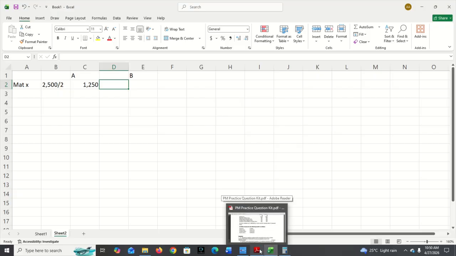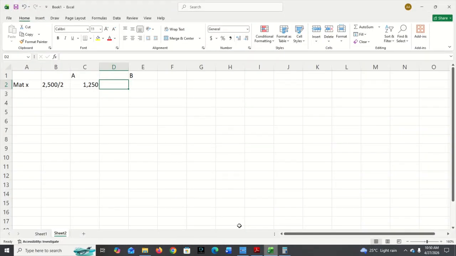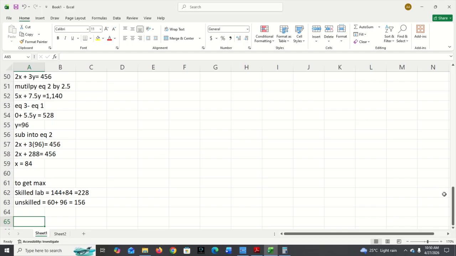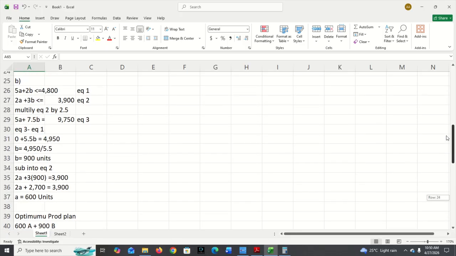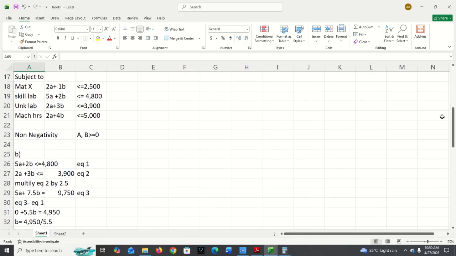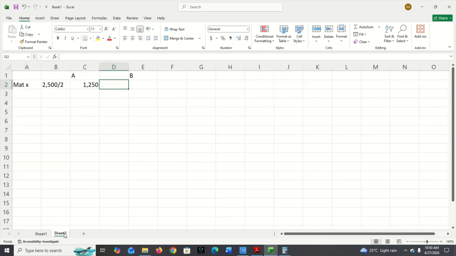Let's just use the functions that we have to make it simpler. Remember our constraint function. This is it: 2a plus 1b. So for 1b, it will be 2,500 divided by 1. That will give us 2,500 for this.